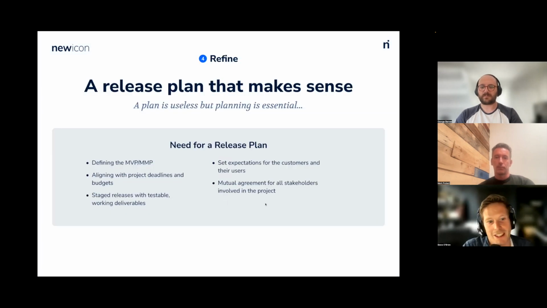And so, yeah, this is the need for the release plan, essentially helping us define the minimum viable product, or the minimum marketable product. Because after the create stage is a great place where you can go out and potentially get investment. And now we're really trying to look at how we can put more detail on this. And we're aligning project deadlines. If there's other suppliers, we can come up with this sprint plan, and we get mutual agreement with everyone involved.